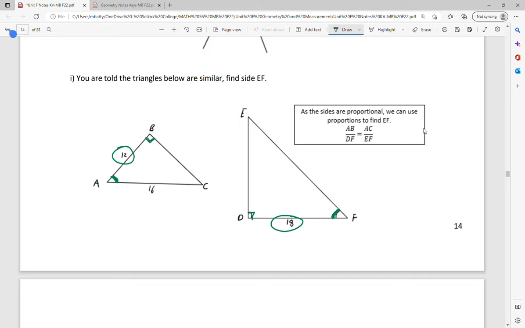If they are similar, this 16 should be proportional to whatever this EF segment, or this EF side, is. So rather than proving it, what we can do is set up with an unknown to figure out what that unknown is. I could go 16 on my little triangle over the 18 on my bigger triangle should equal the 12 on my little triangle over, I'm going to call it X, just because it makes the algebra a little bit easier, right?